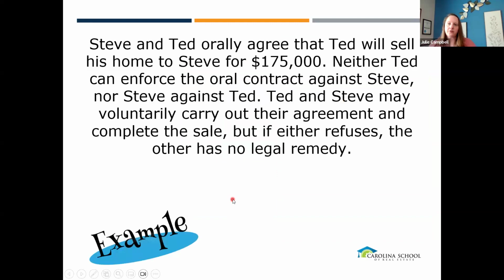Let's look at an example first. Steve and Ted orally agree that Ted will sell his home to Steve for $175,000. Neither Ted can enforce the oral contract against Steve, nor Steve against Ted. Ted and Steve may voluntarily carry out their agreement and complete the sale, but if either refuses, they have no legal remedy. It is unenforceable because it is oral.